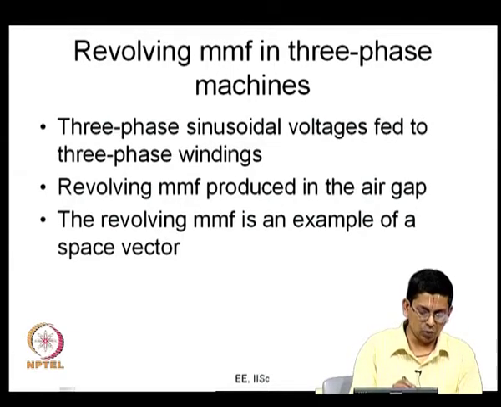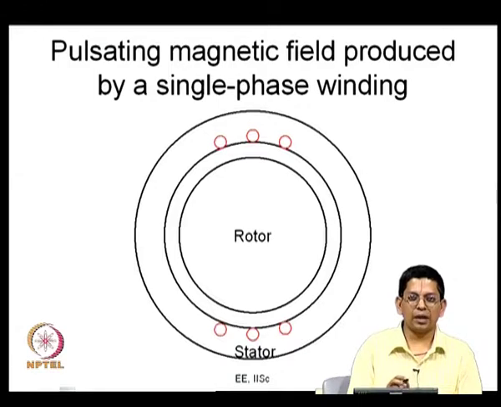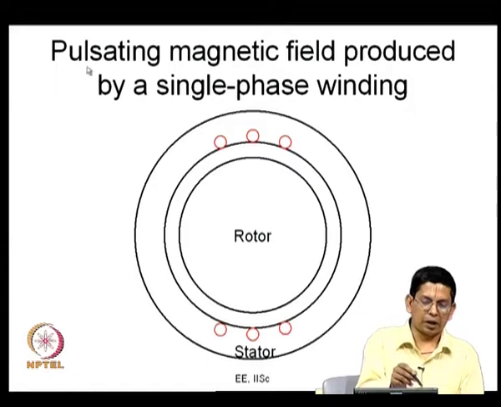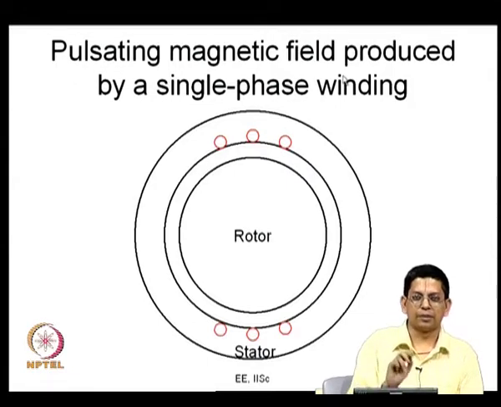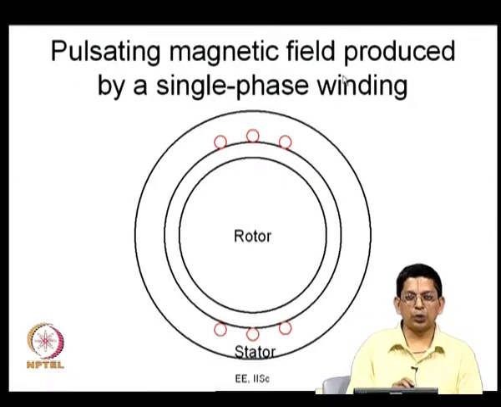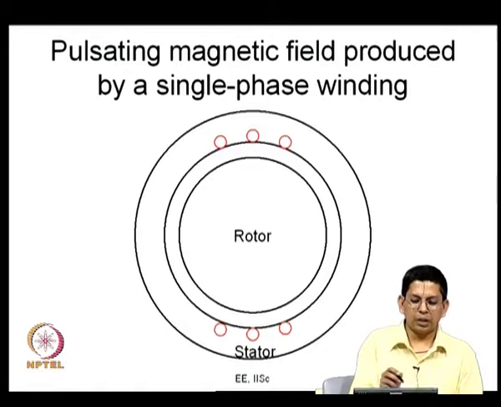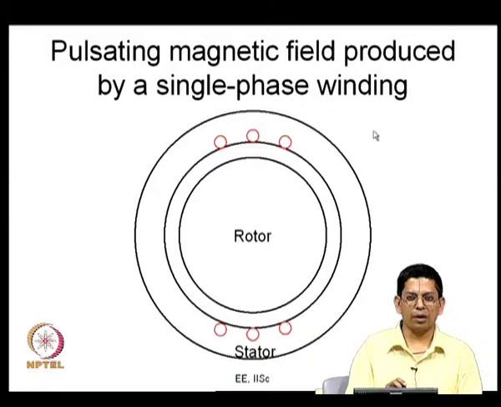So, let us get a little more into what we mean by a revolving magnetic field. A step towards understanding a revolving magnetic field is a pulsating magnetic field. A revolving magnetic field is produced by a 3-phase winding, and a pulsating magnetic field is produced by a single phase winding. So, first let us take our time and slightly review this pulsating magnetic field produced by a single phase winding, and from then on build that understanding to a 3-phase winding.